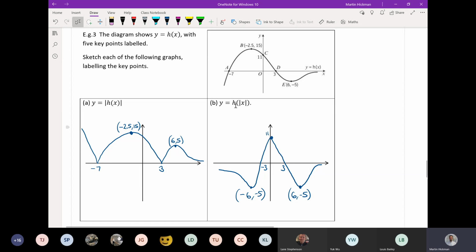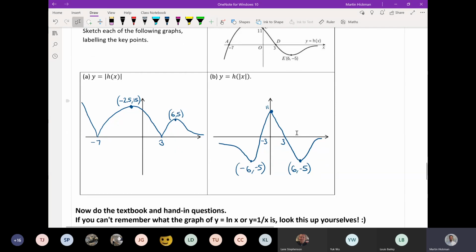For the graph of h of the modulus of x, just draw that right hand side, it stays exactly as it is. I know mine looks a little bit different there, but still the key points are all there. So everything from that 0, 11 to the right all stays the same, and then just simply reflect that in the y-axis. So that's why we don't need to draw the -2.5, 15 point again, because that point's irrelevant now, because you're just taking the modulus of x anyway. So you just draw it like this.